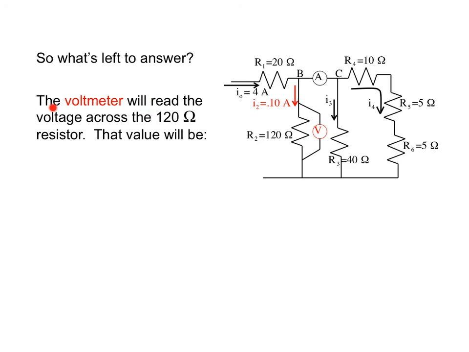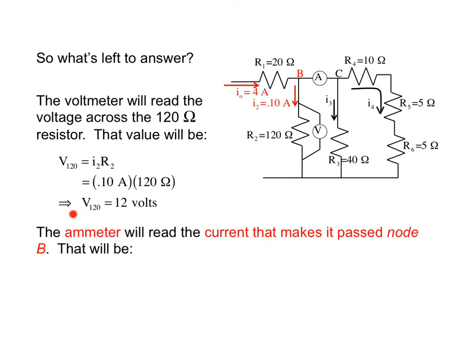So what else do we need to know about? We need to know what's going on with the voltmeter, which is across the 120 ohm resistor. We know the voltage across the 120 ohm resistor is the current through it times the size of the resistance. We do that math, we come up with 12 volts. We'd like to know what's going on with the ammeter, which was located between B and C. We already determined that that's 3.9 amps, so that's what the ammeter would read.